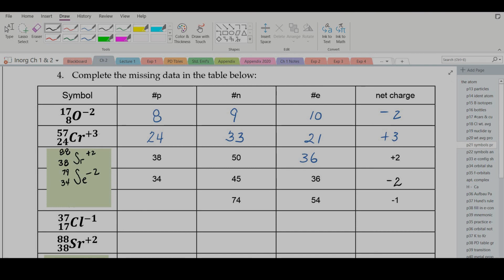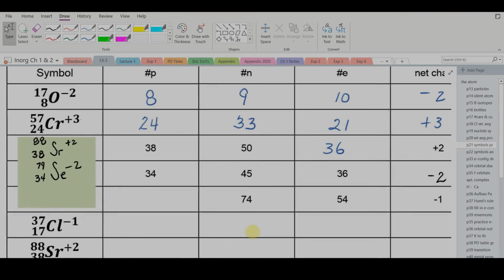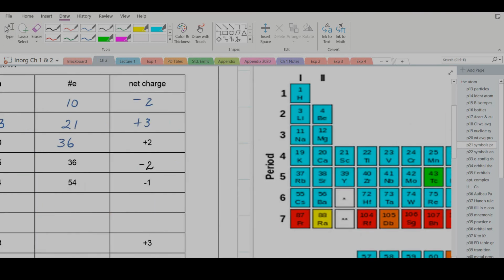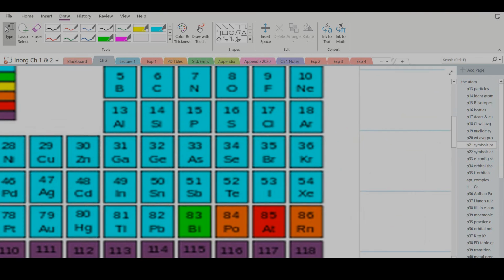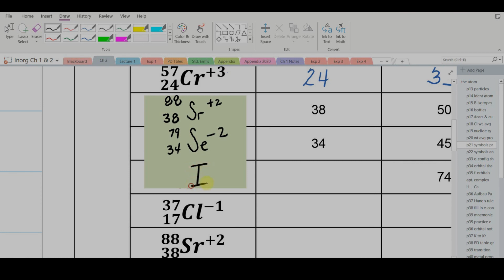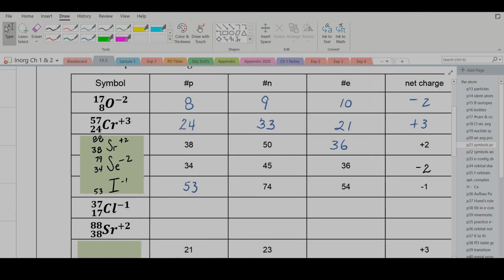All right, the next one has 74 neutrons, 54 electrons, and a charge of minus 1. We have to figure out how many protons it has. If the charge is minus 1, it has 1 more electron than protons, so the protons are 1 less than 54. So it must have 53 protons. Let's find element number 53. I know right where that is. That's iodine. Iodine has 53 protons. It's element 53. We read that the charge was minus 1, so that's an iodide anion. The nucleon number would be 127, looks like.